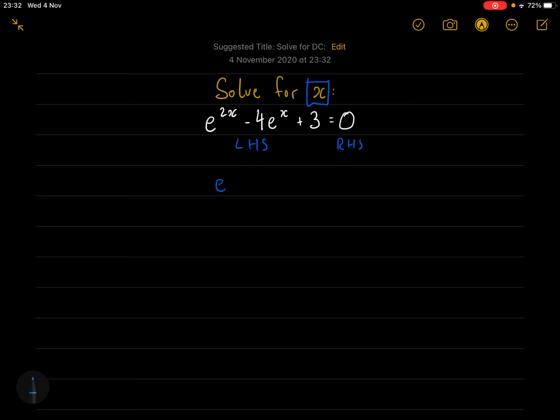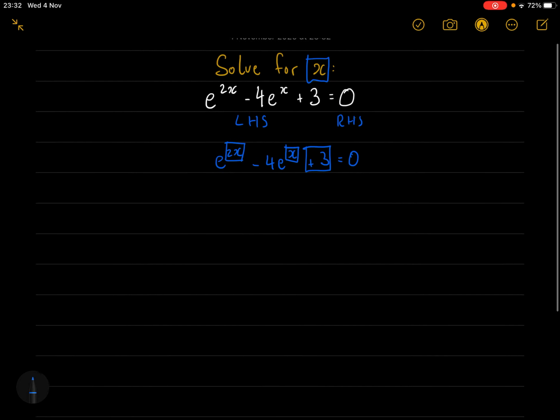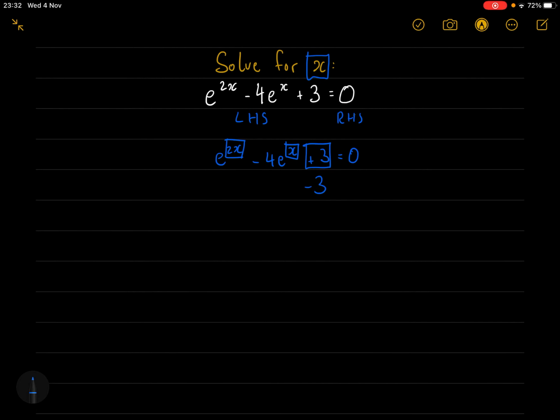So in the case of the equation e to the power of 2x minus 4e to the power of x plus 3 being equal to 0, we have e to the power of x and e to the power of 2x, which have the variable x in them. However, positive 3 doesn't have the variable x, so we're going to move it to the right hand side. To do that, we're going to take away 3 from both sides of the equation. Hence, e to the power of 2x minus 4e to the power of x is equal to negative 3.